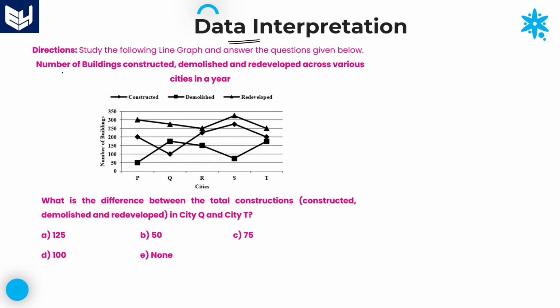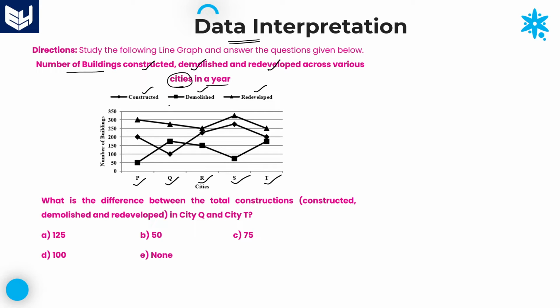Here the information is the number of buildings constructed, demolished and redeveloped across various cities in a year. The cities are P, Q, R, S, T. These are the five different cities, and the information is about how many buildings are constructed, how many are demolished, and how many are redeveloped.